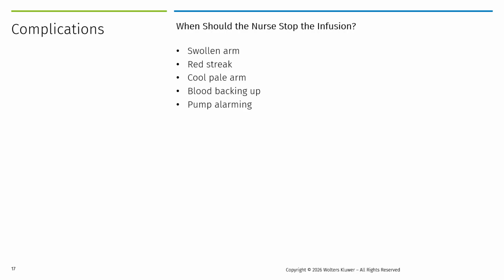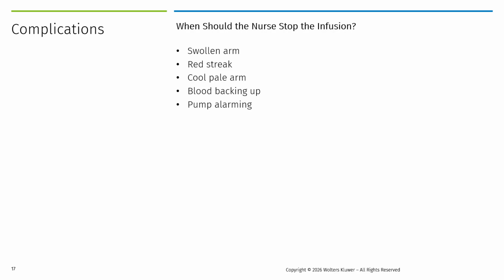So for complications, when should you stop the infusion? We don't automatically stop an infusion every time something seems wrong. We're going to first assess the patient and the IV site. There are several findings that should immediately make you pause the infusion and investigate. Things like a swollen arm. If you notice swelling around the IV site or the entire extremity, we're going to stop that immediately.